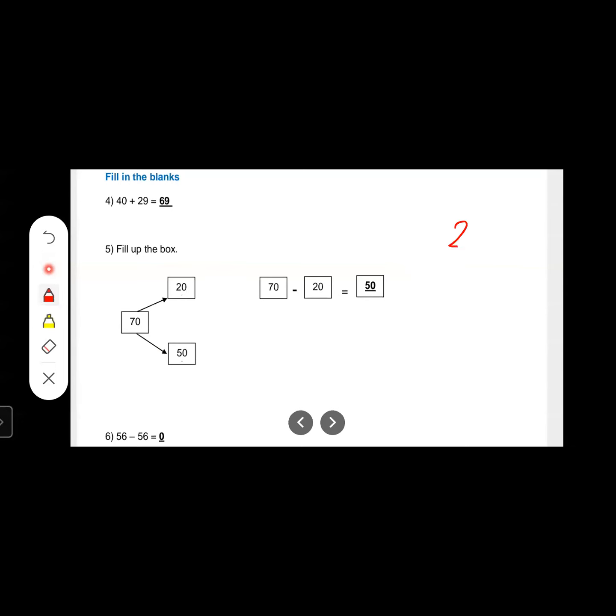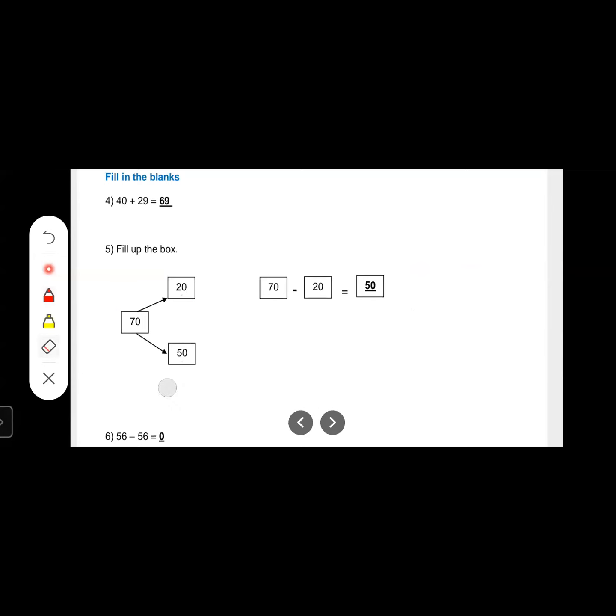Let us see. 20 plus 50. 0 plus 0 is equals to 0. 2 plus 5. Take out 2 fingers. Count after 5. 6, 7. What is the answer? 70. So like this we have written. When we add two numbers, that is 20 and 50, we get the answer 70. Understood?